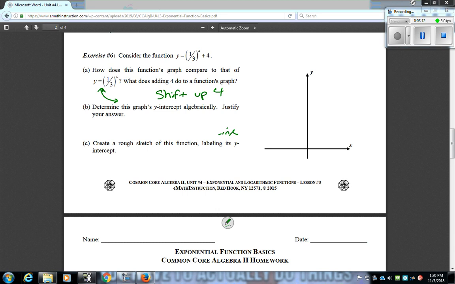And then determine it algebraically, kind of like we just talked about. It's when x is going to be 0, so it would be (1/3) to the 0 power plus 4. So for this right here, you'd have 1 plus 4, which would be 5. So we're going to have (0, 5) as a y-intercept. They want us to do a rough sketch. So again, this is going to be decreasing. So it's going to look something like this. It's going to come down through and then level out.